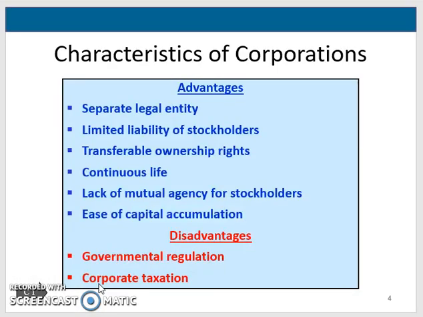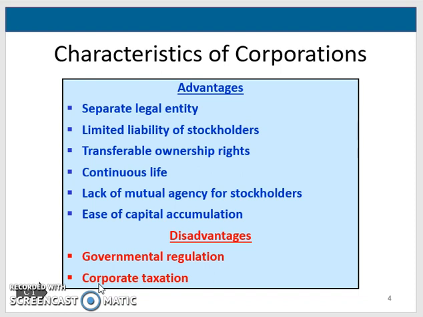All right, so they have it broken down into advantages and disadvantages. Let's talk about the first couple of advantages. The first one is a separate legal entity. That means it's its own separate entity. It has the same rights, duties, and responsibilities that a person would have. It can take action through its agents, which would be like the officers or the managers, but it's its own legal entity.